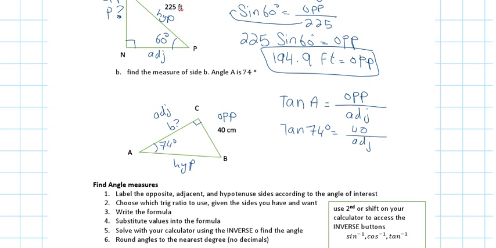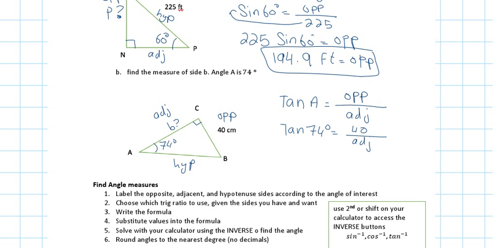Bring the 40 over. How can I bring the 40 over if it's on the top? Is this one of the questions that you guys got stuck on? So remember that whatever you're looking for is in the denominator. Okay? The adjacent is in the denominator.